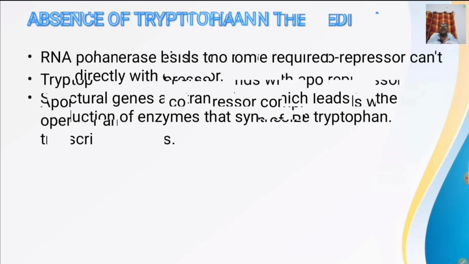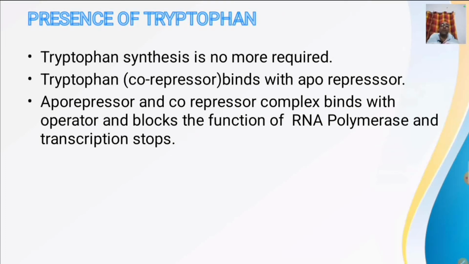But when there is presence of tryptophan in the environment, what will happen? Obviously there is no need for the synthesis of more tryptophan, because tryptophan is found in the environment. So what will happen? The transcription needs to be stopped. So who will stop it? Obviously the job of the repressor is to stop the transcription. Now here the repressor is called aporepressor. But we know that the aporepressor requires the help of somebody else. So whose help does it require? It requires the help of the effector molecule, which we call the co-repressor here. Here the effector molecule is tryptophan. We call it the co-repressor.